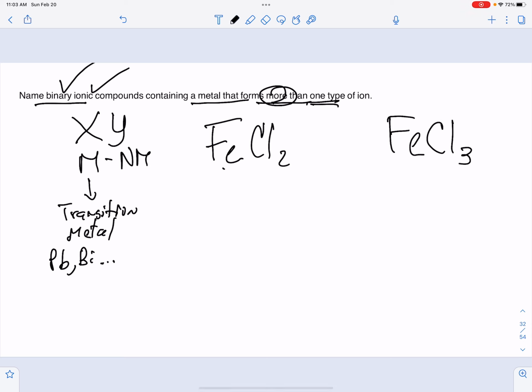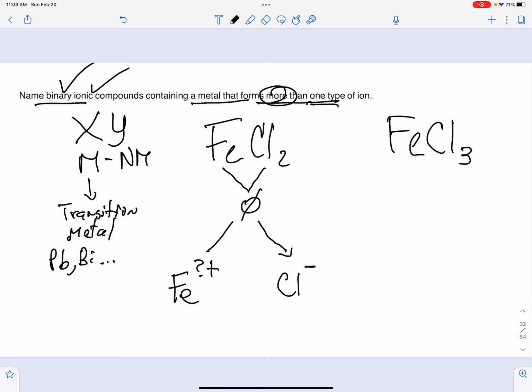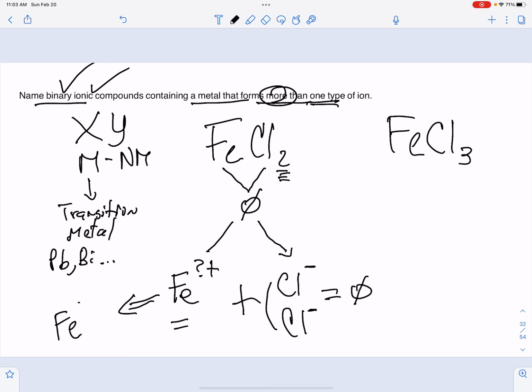We know that this combines with that to give me 0. Remember that? That means that the iron, which is a metal, is positive, I just don't know the number because this can form more than 2 ions. And the chloride, I know from the periodic table that this is -1. But how many do I have? I have 2 of them, and I know that this plus this has to give me 0. So the only thing the iron can be is iron 2 plus.